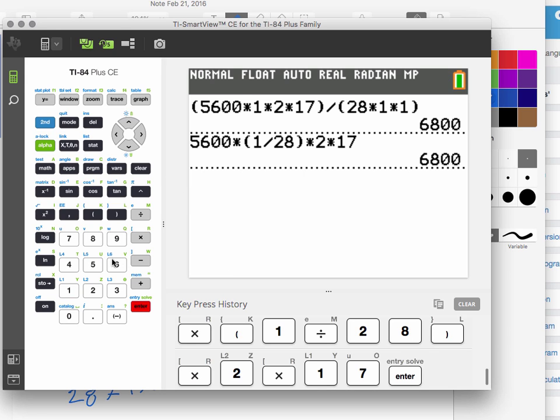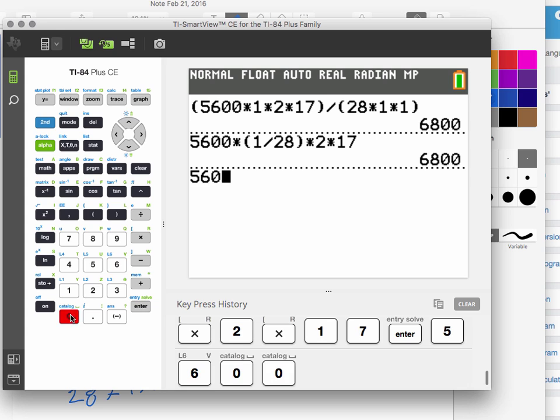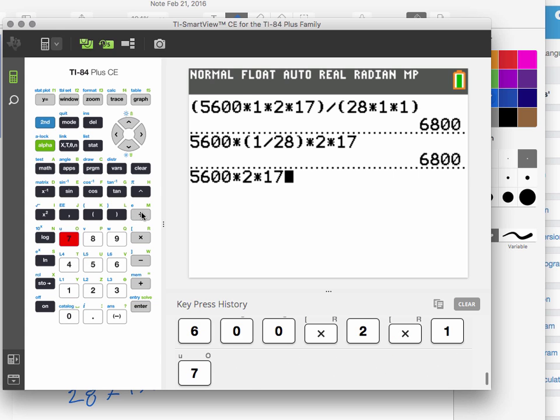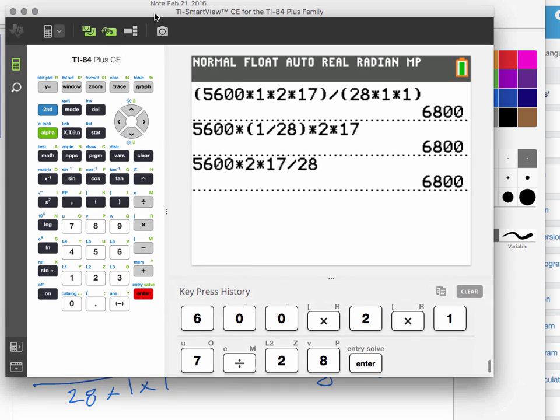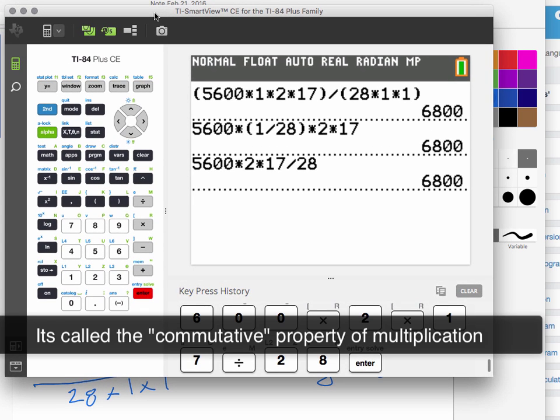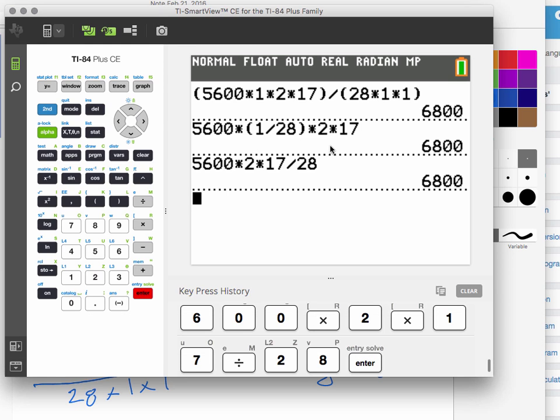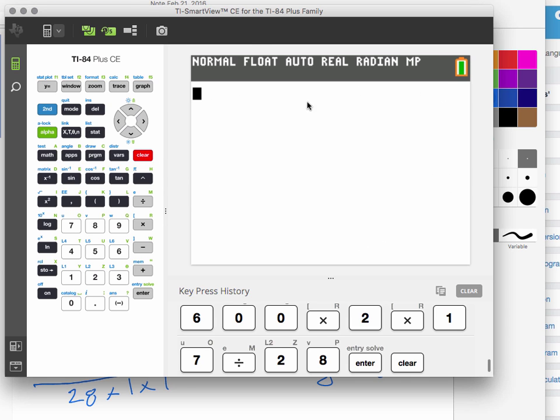You can also do 5,600 times 2 times 17 divided by 28. It should also give you the same exact answer. You see, it doesn't really matter, whatever makes sense to you, because of the property of division and multiplication, that the order doesn't make a difference. So that's it. That's how you do that particular problem.